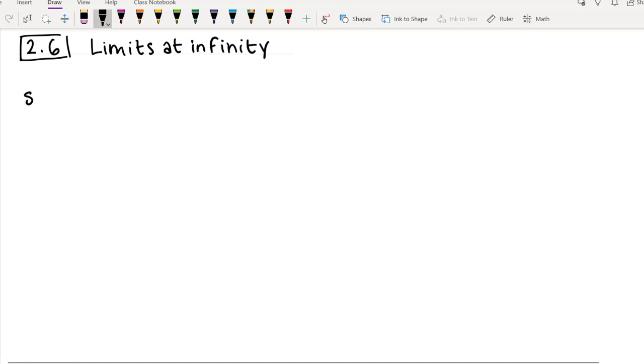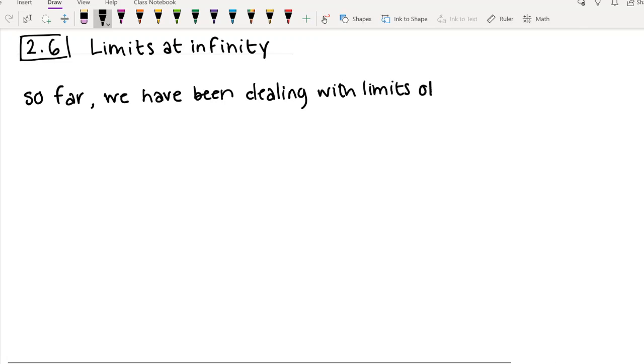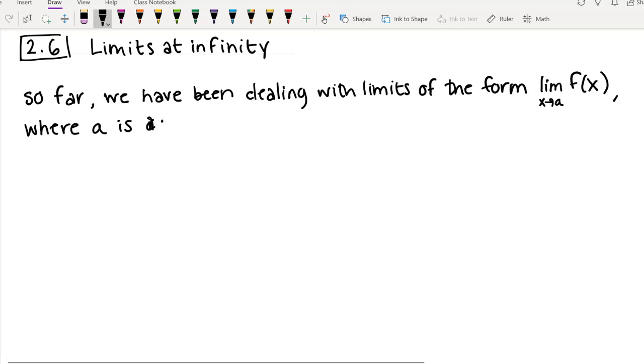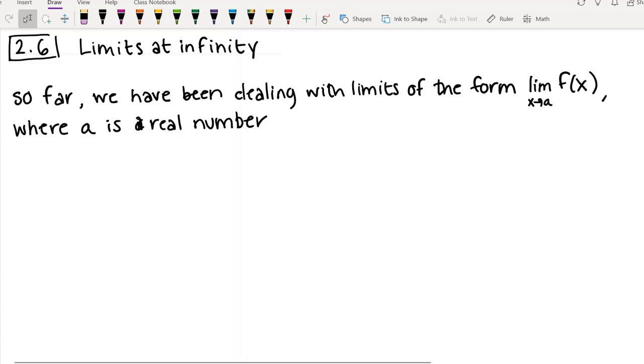Okay, so far in this class, when we've been talking about limits, which is basically all we've mostly been doing, we have been dealing with limits of the form the limit as x approaches a number a of a function, where a is a real number, right? So like the limit as x approaches 0, or the limit as x approaches 5, or some real number. So in today's video, we're going to be talking about limits that instead are of this form.